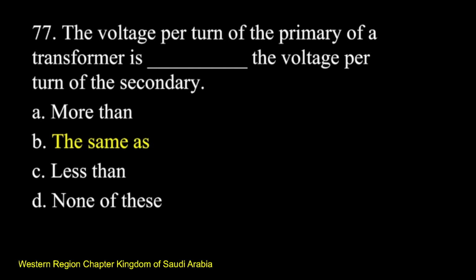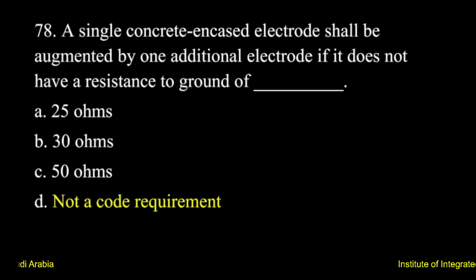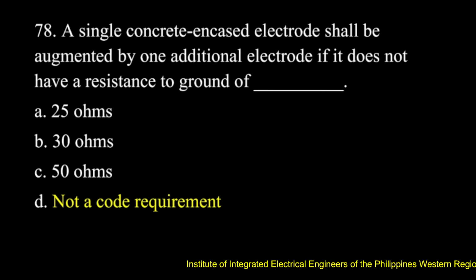The voltage per turn of the primary of a transformer is blank the voltage per turn of the secondary. A. More than. B. The same as. C. Less than. D. None of these. A single concrete encased electrode shall be augmented by one additional electrode if it does not have a resistance to ground of blank. A. 25 ohms. B. 30 ohms. C. 50 ohms. D. Not a code requirement.